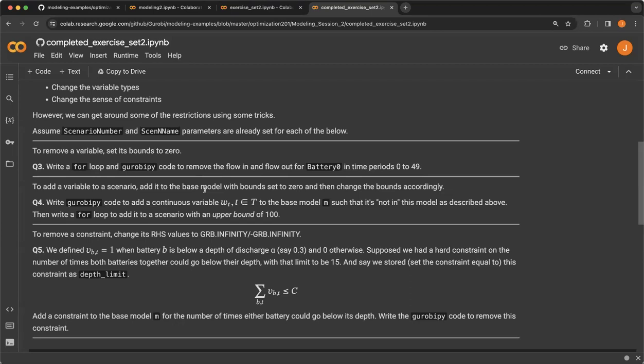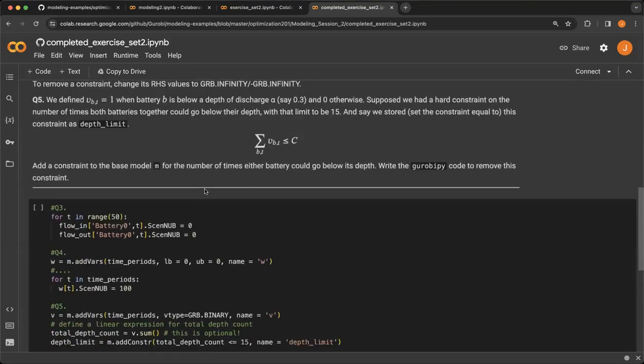the flow in and flow out for battery 0 in time periods 0 to 49, so the first 50 time periods. And this is what the code would look like. We have our flow in and flow out for battery 0. We loop over time periods, and then we say the upper bound is 0. If you wanted to specify the lower bound to be 0, you can, but it's already the default, so we don't necessarily need to specify that.